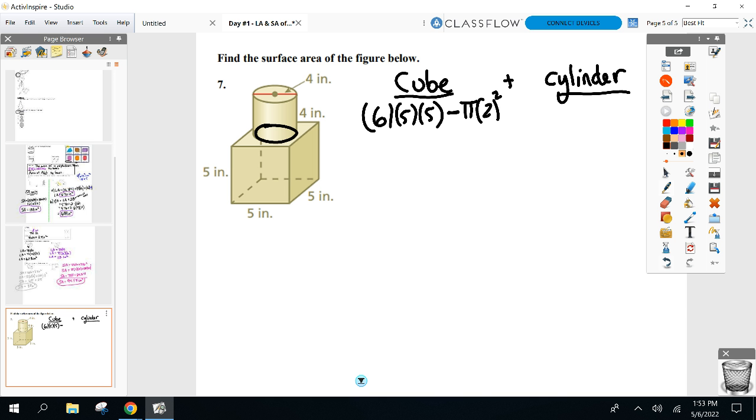And then how about the cylinder? Can I do pi dh plus 2 pi r squared? Can I do 2 pi r squared in this case? That's the formula. Or no? No, I can't because one base is covered up. So instead of doing 2 pi r squared, I'm going to do just pi r squared. Why can't I count that? Whatever's covered up, you can't count. What's that going to be? Pi times 4 times 4, the height, plus pi times 2 squared, the radius.